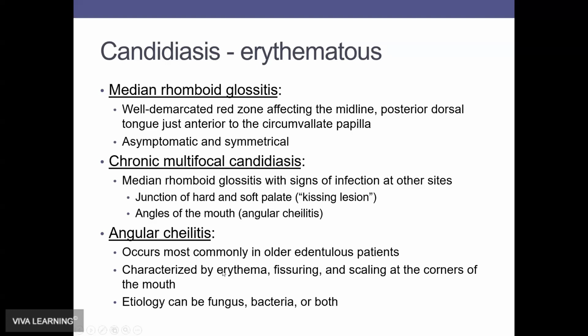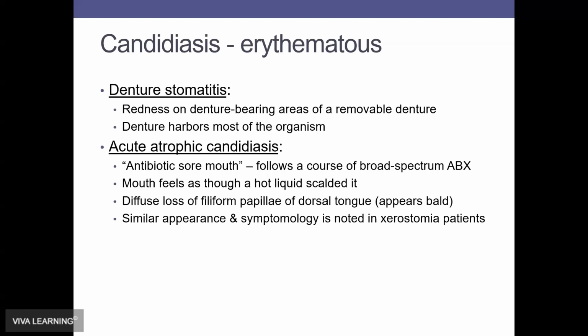And angular cheilitis is redness, fissuring, or scaling at the corners of the mouth. It is most commonly noted in older edentulous patients that aren't wearing their denture, so they're losing their vertical dimension of occlusion. Saliva pools in the corners of their mouth, and then they get this sort of infection of either fungus, bacteria, or both. Denture stomatitis happens in people who are wearing dentures, and the tissue will be bright red under a removable denture. And the denture harbors the organism, so that's really what we have to treat is the denture.